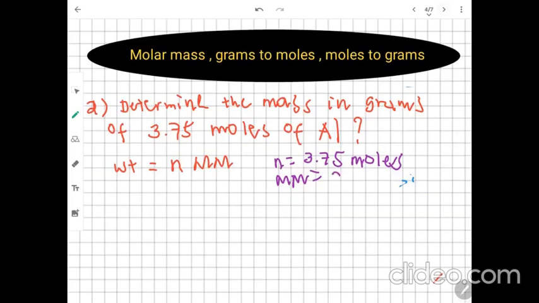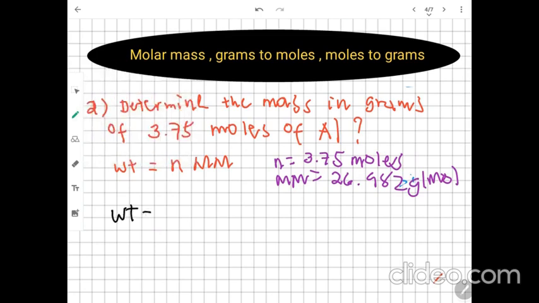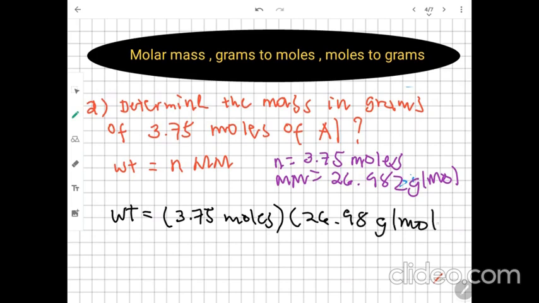26.982. Here your molar mass is 26.982, and the unit here is grams per mole. Okay, so take note, the unit here is grams per mole. So if we're going to calculate this, we have weight is equal to n, so you have your 3.75 moles times your molar mass, 26.98, and the unit here is grams per mole. And again, we can cancel moles and moles, and now you're left with the unit grams.